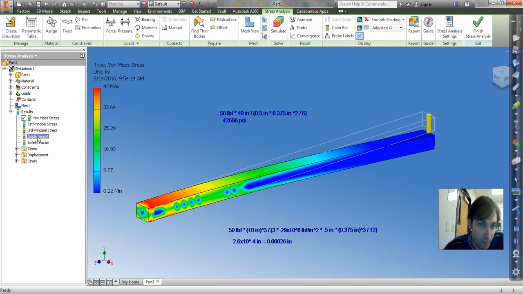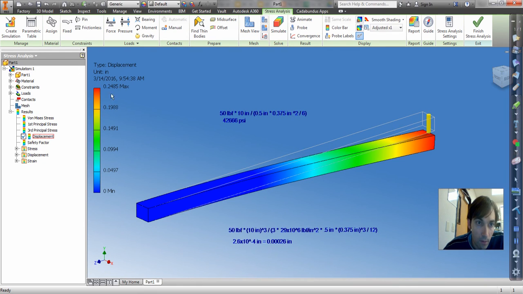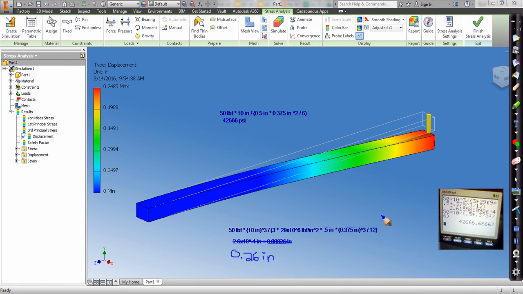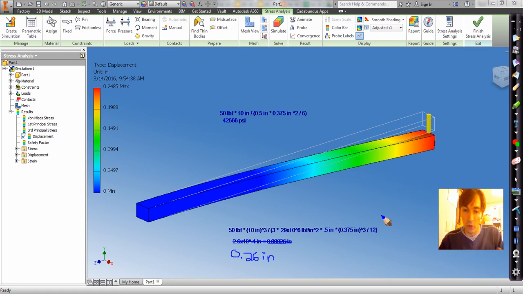Now let's check the displacement. Double click on it. This is saying 0.2, so this is saying a 1/4 inch. Let me recheck my calculation for the displacement. I'll be right back. I did find a mistake on my calculator. I will show you. So if you can see up there, see where I said 29E9, but it was actually 29 million. See right there. It was actually 29 million pounds per square inch. So I was off by a factor of 1,000. I'm dividing by 1,000 times too much. So the answer really should have been 1,000 times less, so 0.26.